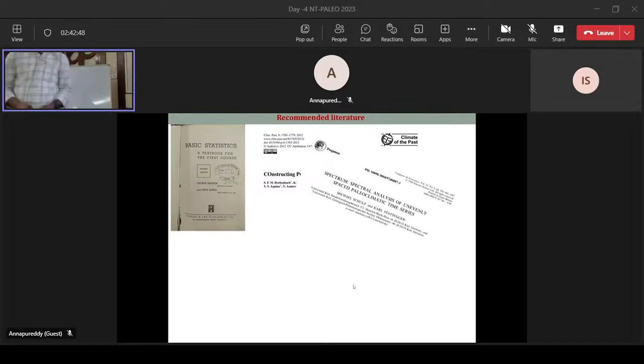Spectrum, which is Schulz and Stattegger. They have designed a paleoclimatic-based spectral analysis tool where you can directly use unevenly spaced data, and then you can employ these spectral techniques directly on the unevenly spaced data. So you can get the spectral content at different intervals.